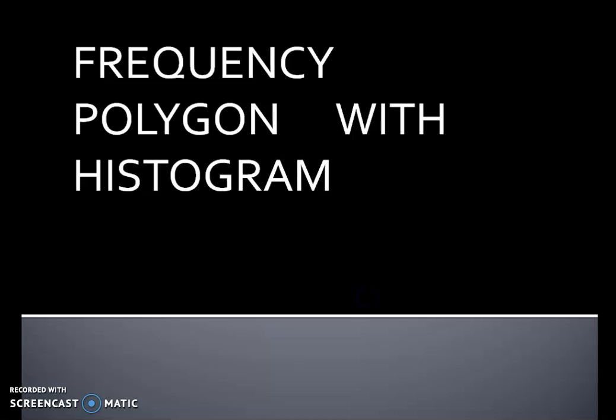Now let's have a look how to draw a frequency polygon with histogram. So in the last slide we saw how to draw a frequency polygon without histogram, okay, but we can also draw a frequency polygon with the help of histogram. Now let's have a look how we can draw that.